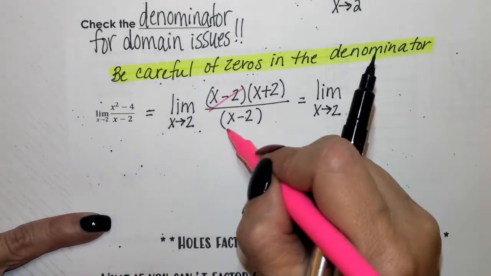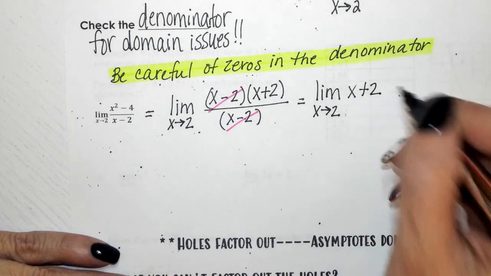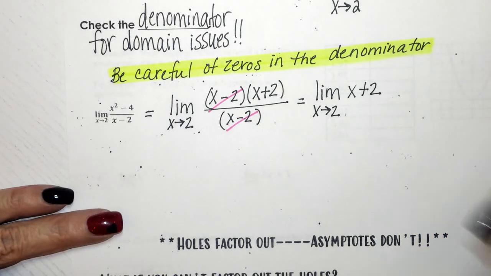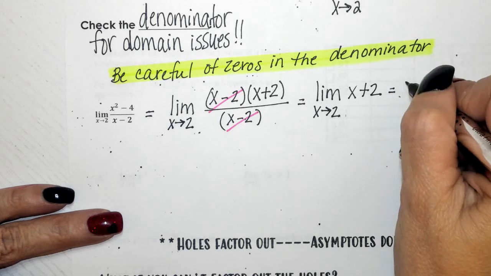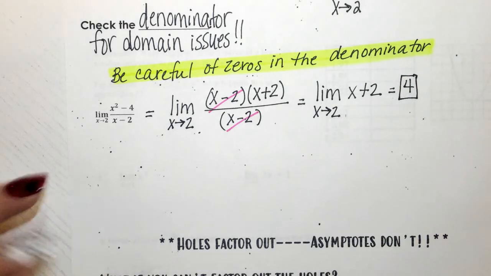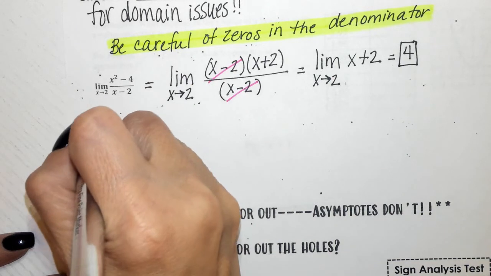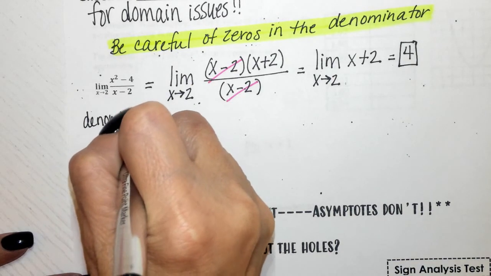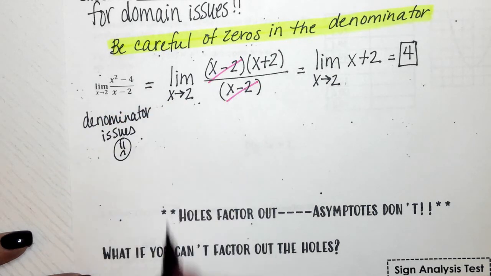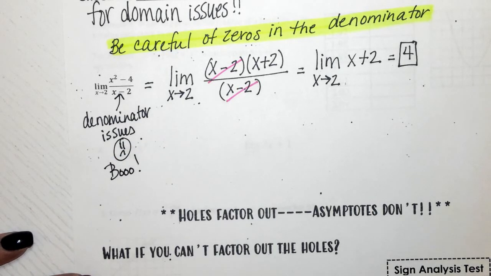x minus 2 and x minus 2 cancel out, and that's just x plus 2. Can I solve that? Yeah. Plug in the 2. 2 plus 2 is 4. So the limit as x approaches 2 of x plus 2 is 4. Let's put here: denominator issues, sad face, boo. So we had to fix it.